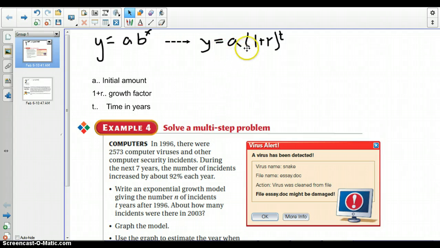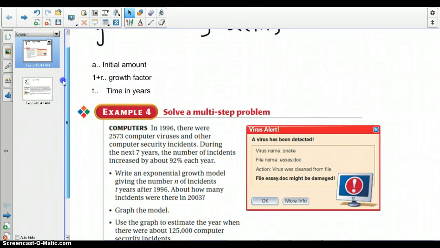It's your a. 1 plus r is called the growth factor. It's how much it's actually growing by. r is your rate, and it should be represented in terms of decimals. So if you have a percentage, you're going to have to convert that to a decimal before you punch it into your calculator and apply it in this formula. And t represents time, how much time has passed, and it is represented in years. So let's see how this would work in real life.